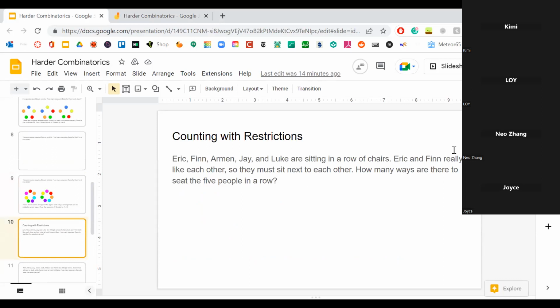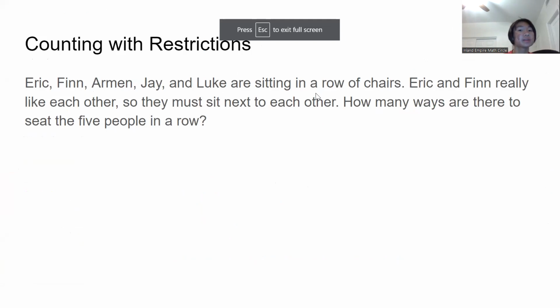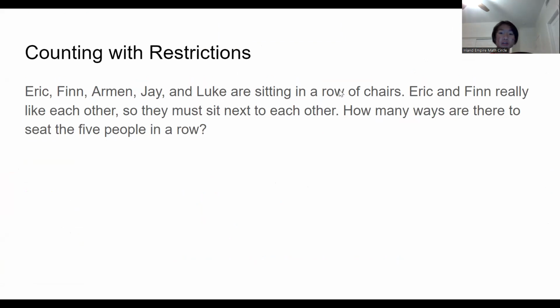Okay, so now let's work on some different problems. So this is counting with restrictions. So this is different again. So let's read the problem. Eric, Finn, Armin, Jay, and Luke are sitting in a row of chairs. Eric and Finn really like each other, so they must sit next to each other. How many ways are there to seat the 5 people in a row?